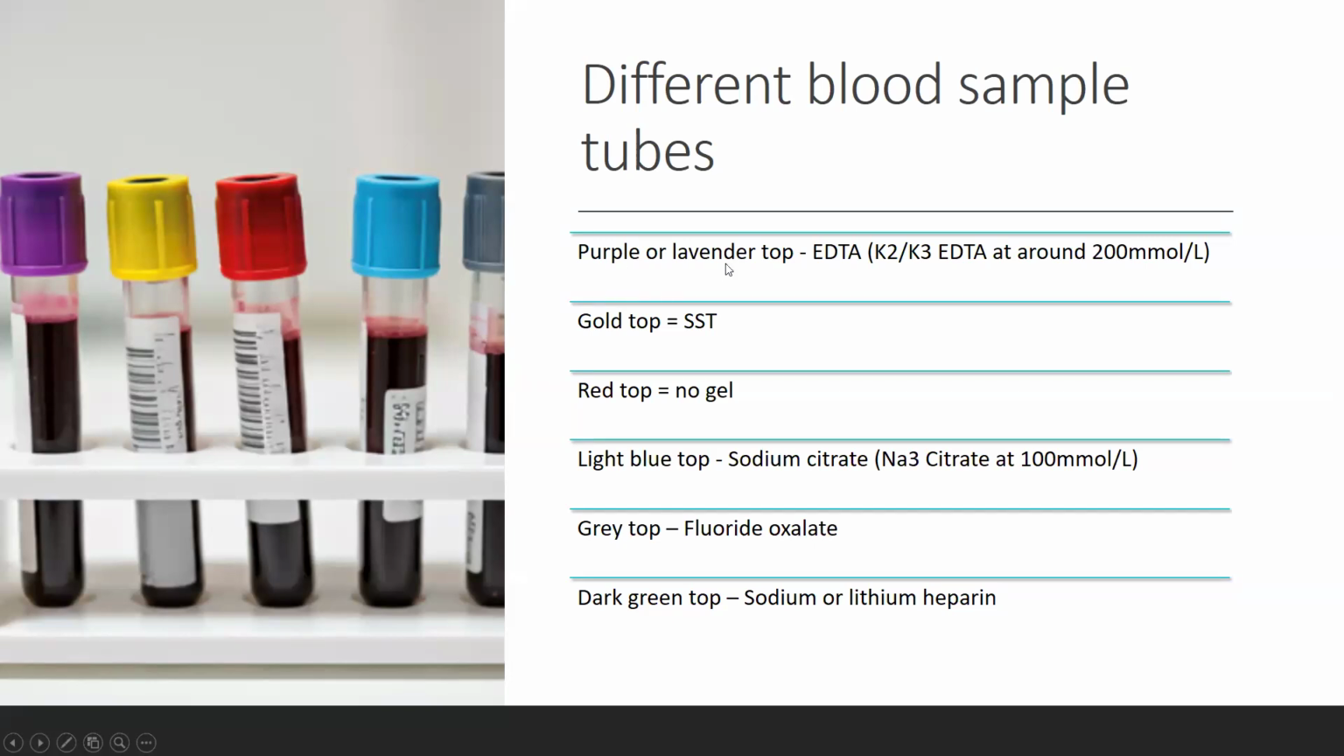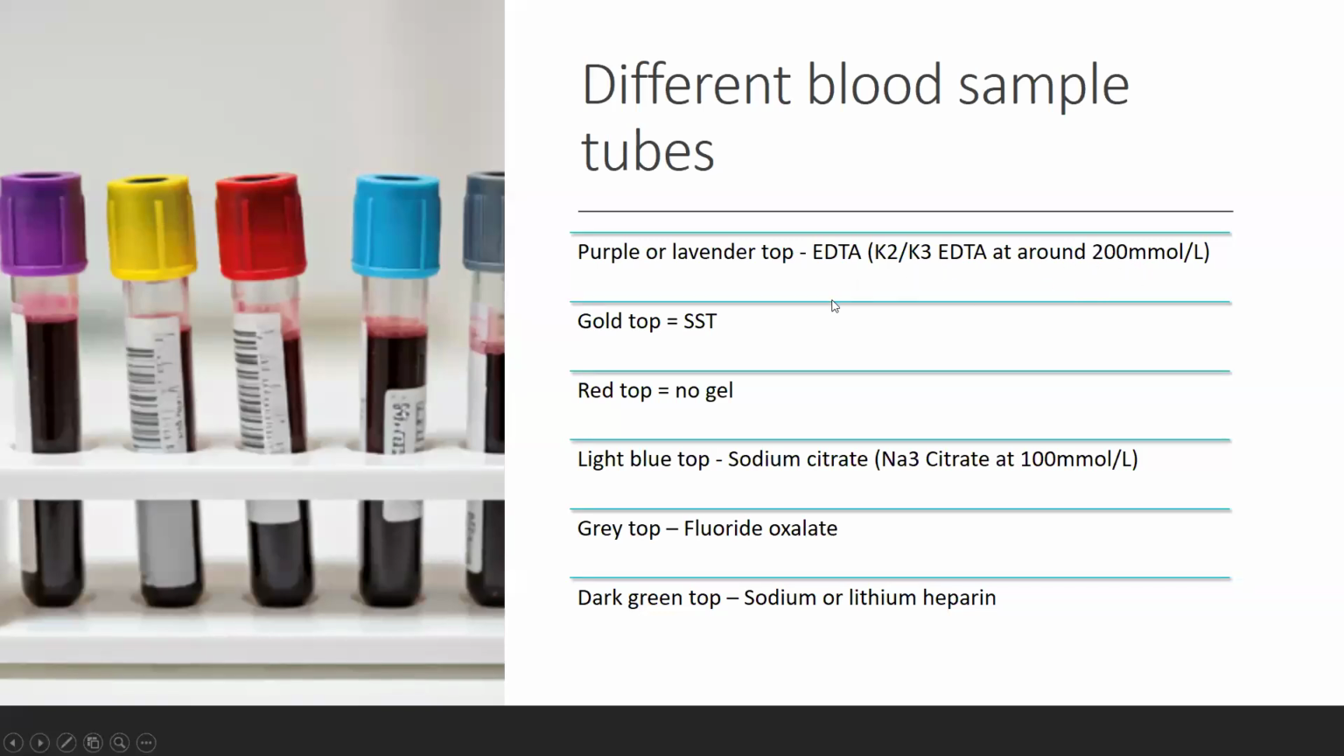The purple or the lavender top, classically for full blood count, contains EDTA, which chelates calcium, so it removes calcium activity from the blood. Calcium is required for the activation of a number of clotting factors, thus it prevents clotting. The additive is actually potassium, 2 or 3 potassiums per EDTA molecule at a concentration of around 200 millimoles per liter.